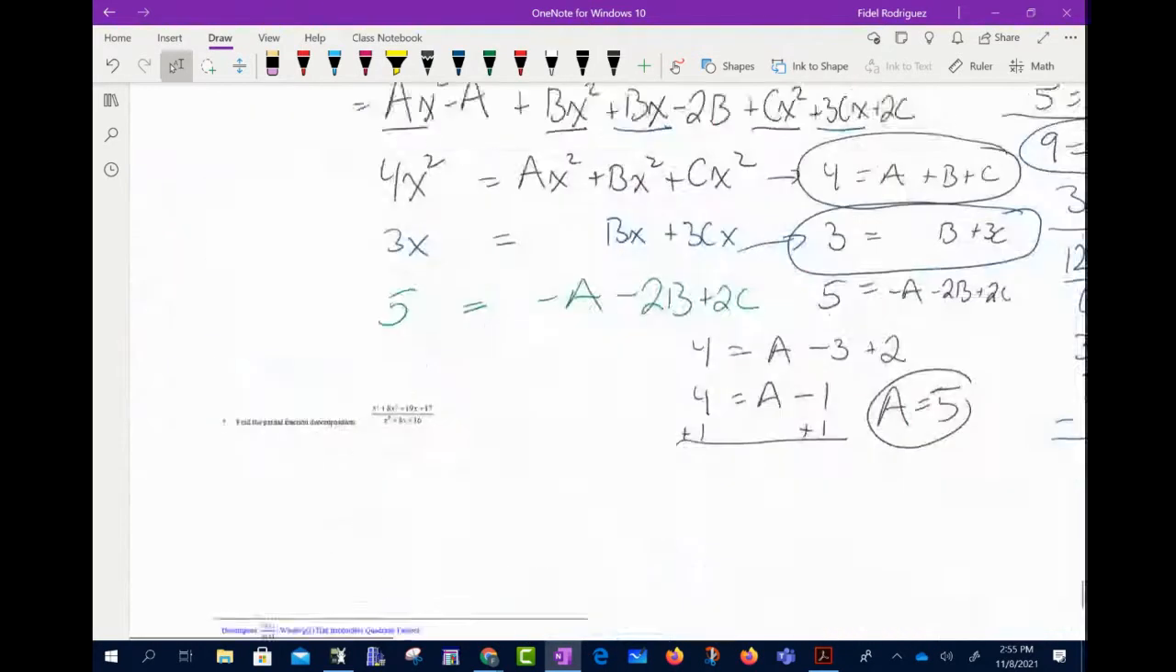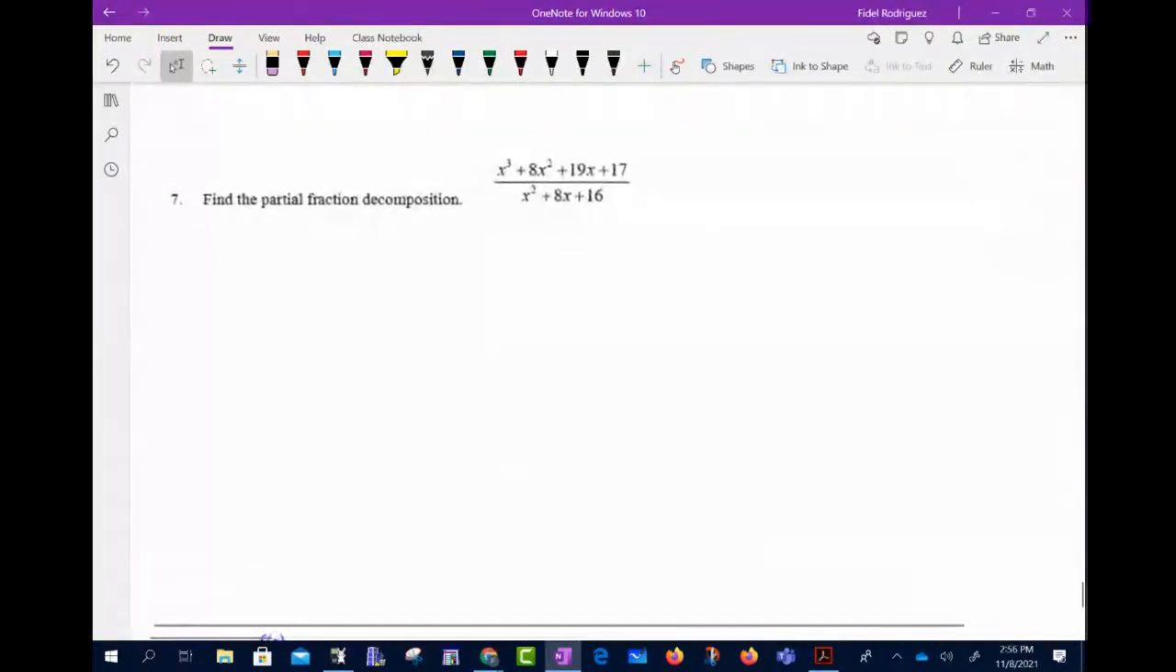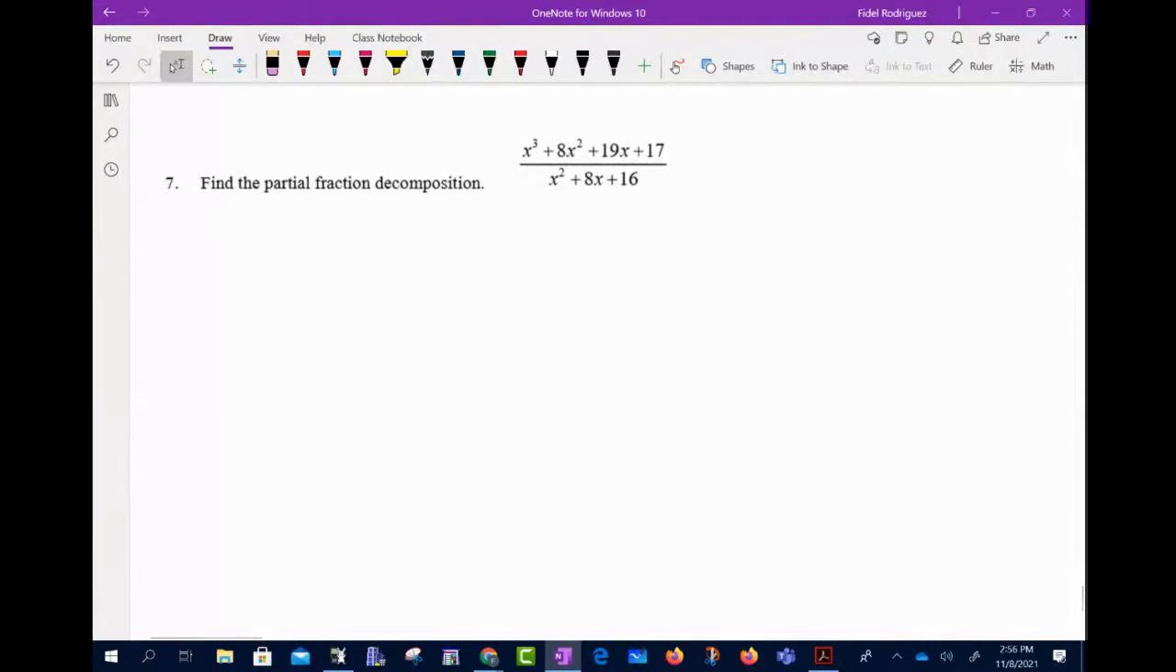Okay. All right. It's a lot of writing. There's no doubt about it. It is quite a bit of writing. So y'all, for this next problem here, we're actually going to skip this one here.